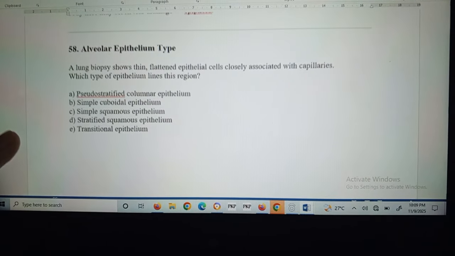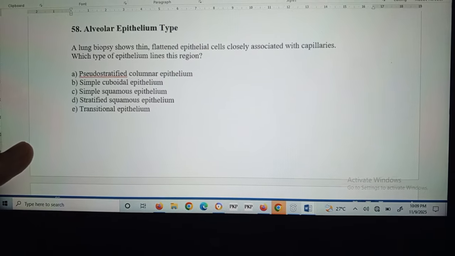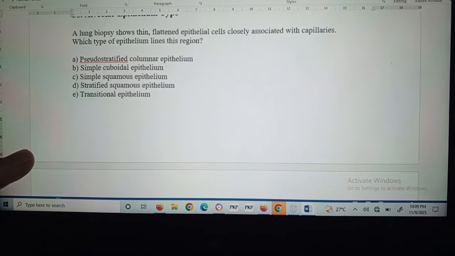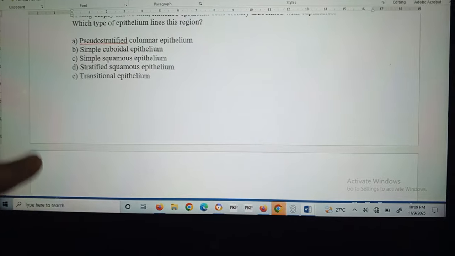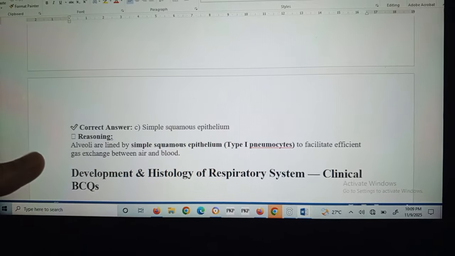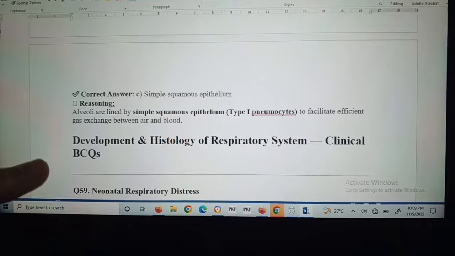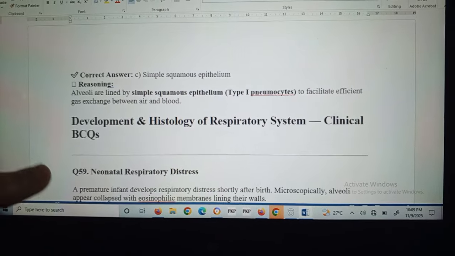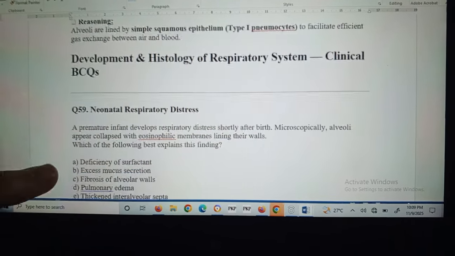Epiphora. Question number 58. A lung biopsy shows thin flattened epithelial cells closely associated with capillaries. Which type of epithelium lines this region? Simple squamous epithelium. Alveoli are lined by simple squamous epithelium, type 1 pneumocytes, to facilitate efficient gaseous exchange between the air and the blood.